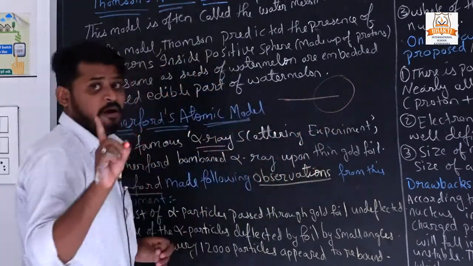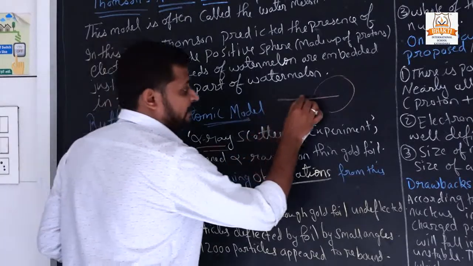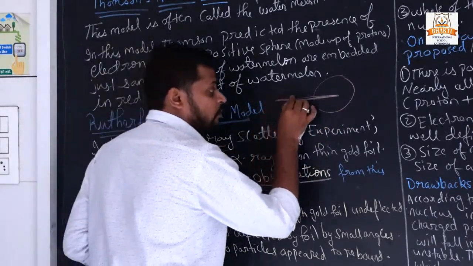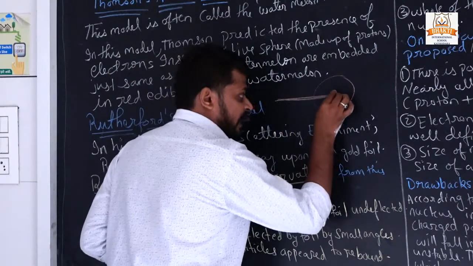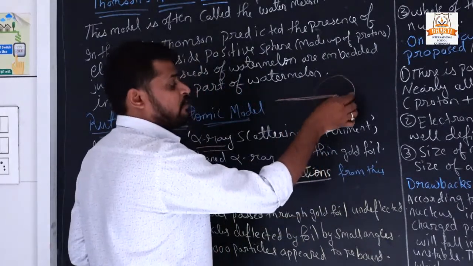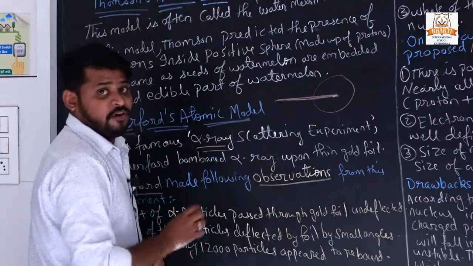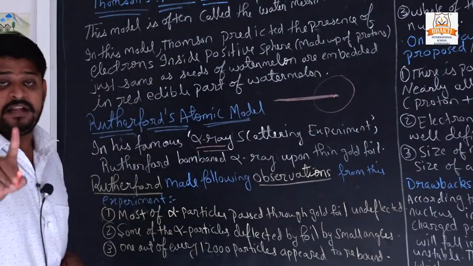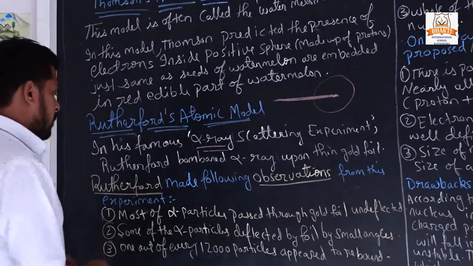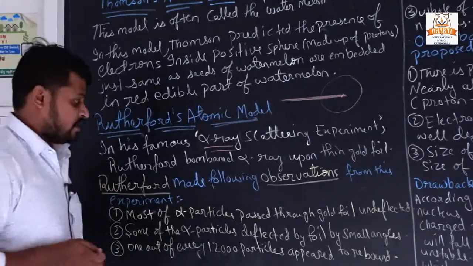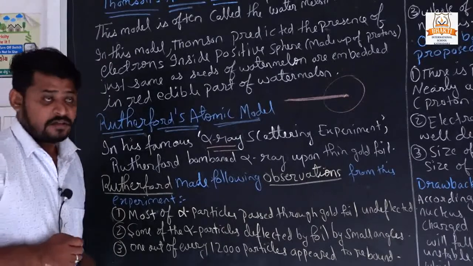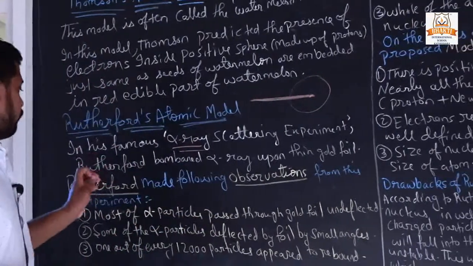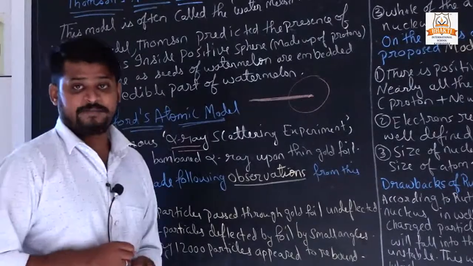What is meant by rebound? It is deflected at a 90 degree angle. It means that if the ray goes straight, it strikes the particle in the atom of the gold foil and rebounds, one out of every 12,000 particles. So these were the observations that Rutherford saw in his experiment.